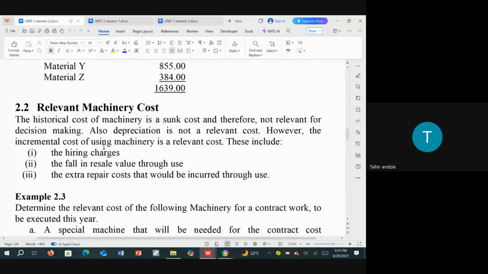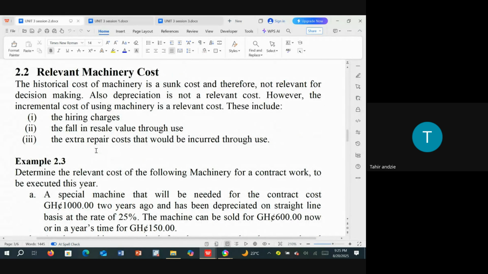So let's look at the relevant cost of machinery. For the relevant cost of machinery, what you have to note is that the historical cost of the machinery, the cost we paid or incurred in purchasing the machine, is already a sunk cost, and therefore not relevant for decision making.